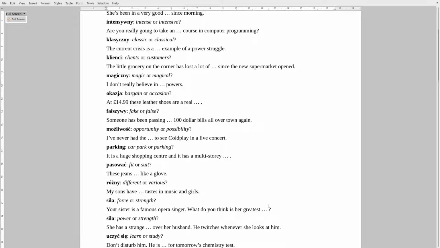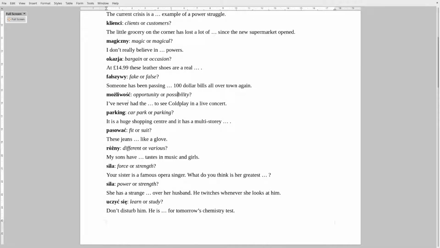Możliwość, opportunity or possibility. I've never had the opportunity to see Coldplay in a live concert, right? So it's more like okazja, actually. Nie miałem okazji, rather than możliwość.